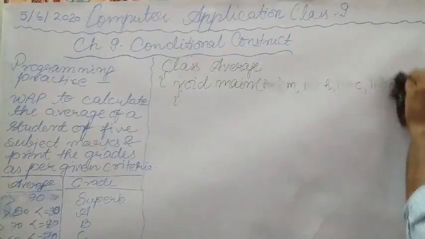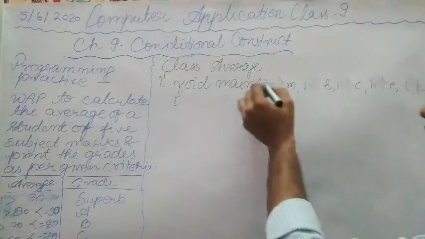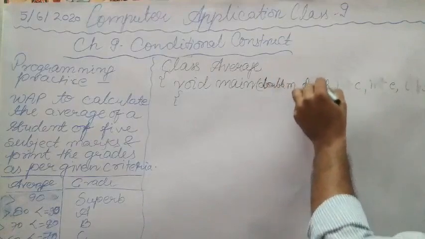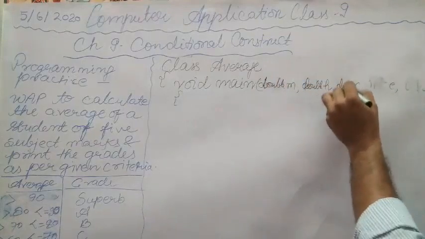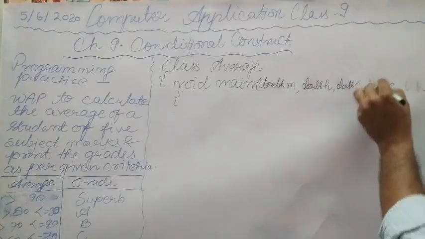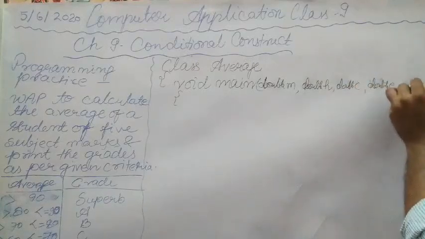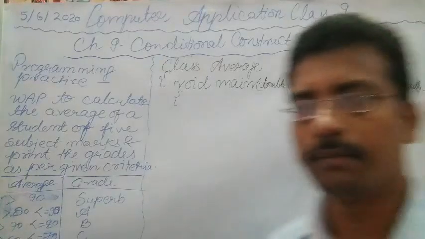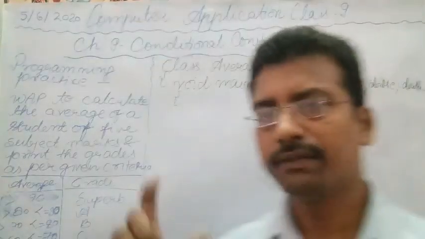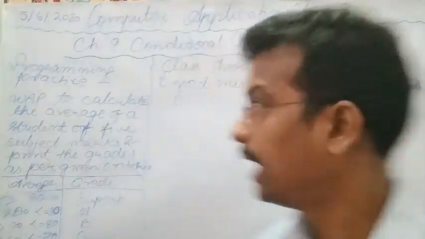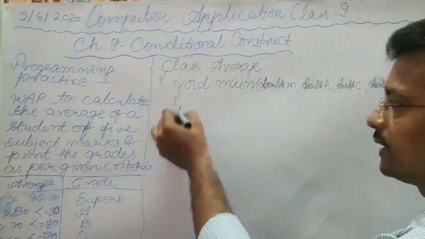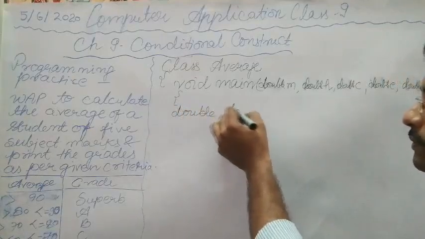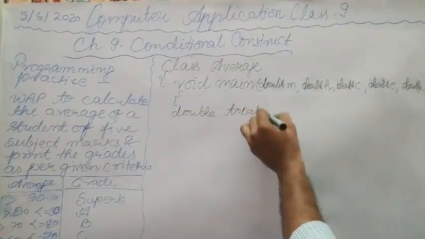So we have taken double M, double H, double C, double E, double S. So 5 different variables we have taken for receiving the 5 different subject marks, and after that we will take 2 more variables of double type: one for total and second for average.